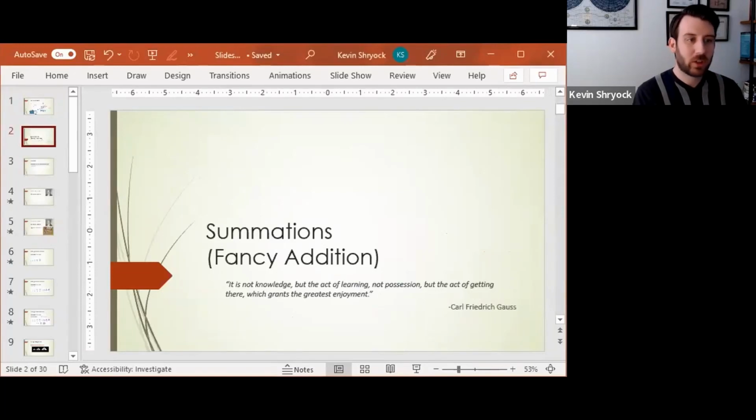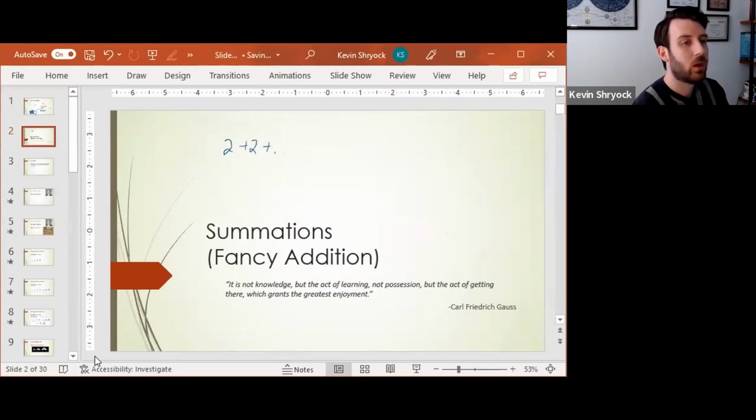So I like to call this lecture the lecture on summations, or more simply put, fancy addition. Now, keep in mind, we have done fancy addition, or at least compressed addition, for a while now, right? Ever since about the third grade. If I asked you to do 2 plus 2 plus 2 plus 2 plus 2 plus 2, 14 times, we have a way of doing that quickly. We just write it as 14 times 2, and we all know that to be 28.